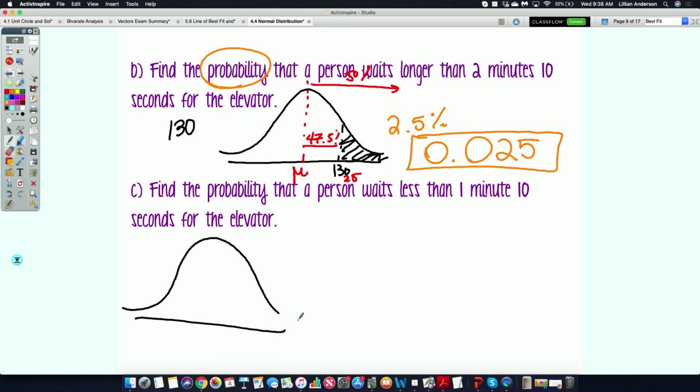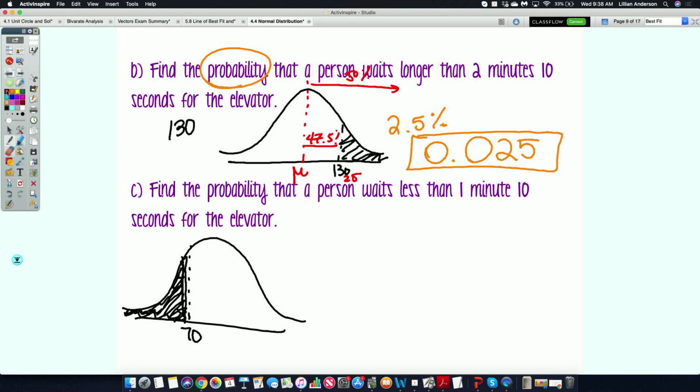The probability that a person waits less than 1 minute and 10 seconds for the elevator. 1 minute and 10 seconds is how many seconds? 70. 70 was to the left of your mean, wasn't it? Yes. And less than would mean, is that to the left or to the right of that? Left. To the left. So it's asking me for the probability of basically the shaded region. How much was that?